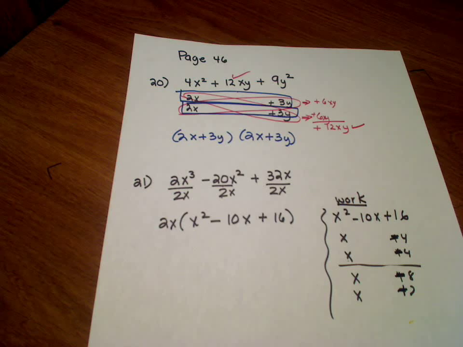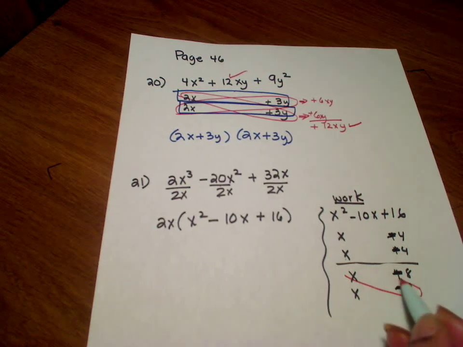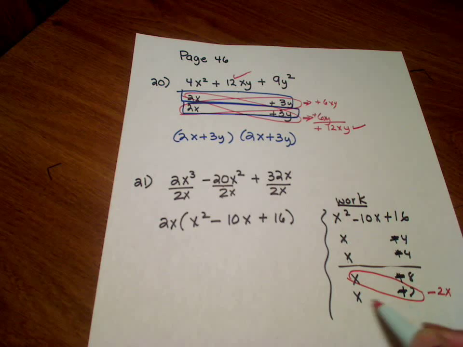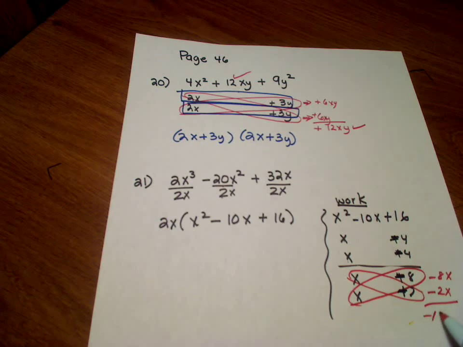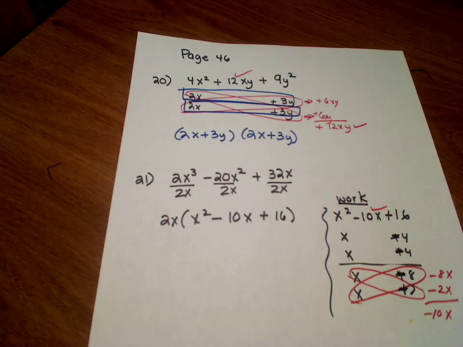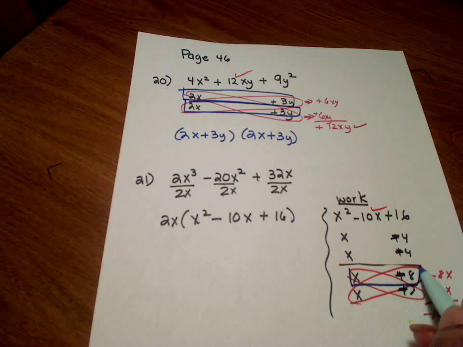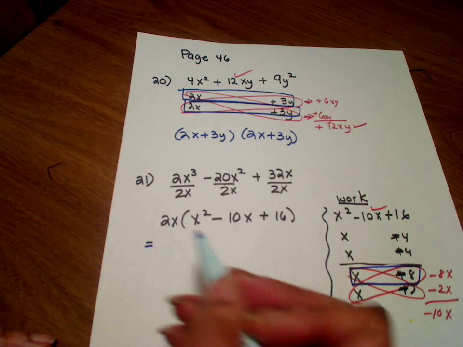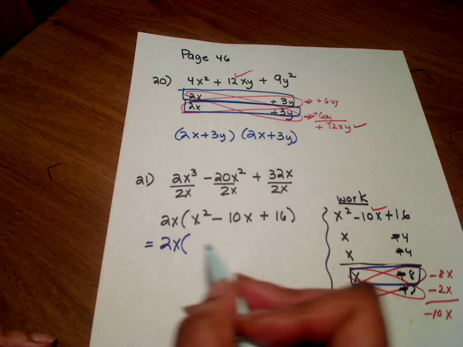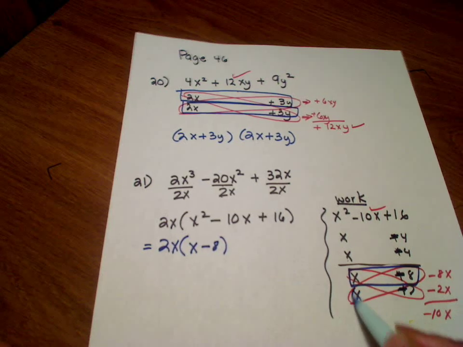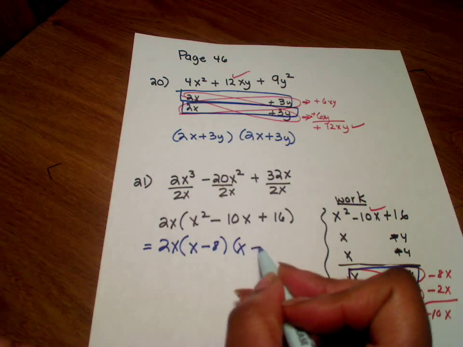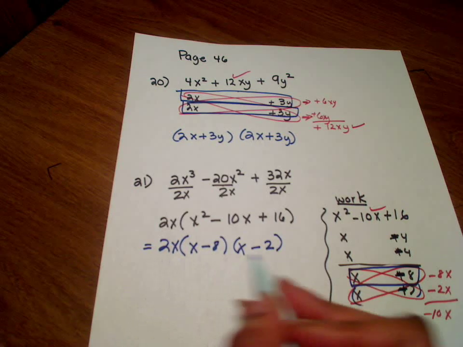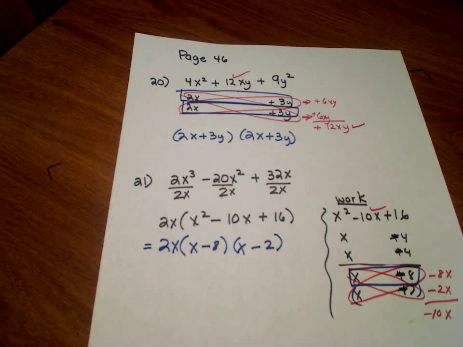If you take a look, it's probably obvious that if I cross multiply these two, I end up with a negative 2x. Here I would end up with a negative 8x. And when I add them together, I end up with a negative 10x, which is what I'm looking for. So therefore, my factors are here. This answer is going to be 2x, then in parentheses, x minus 8, but also x minus 2. So there's that one. It's completely factored. Okay, so that will take care of that.